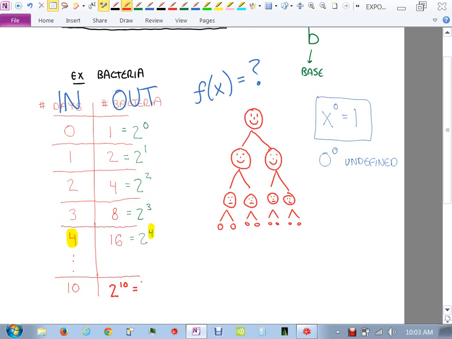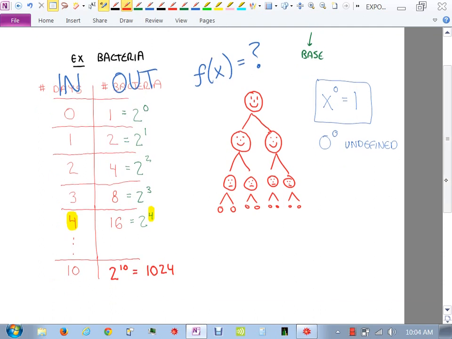So if you have your calculator, try to figure out what 2 raised to the 10th power is. If you have your calculator in your hand but can't figure it out, let me know and I can help you. You should get 1024. Are y'all with me? Any questions?